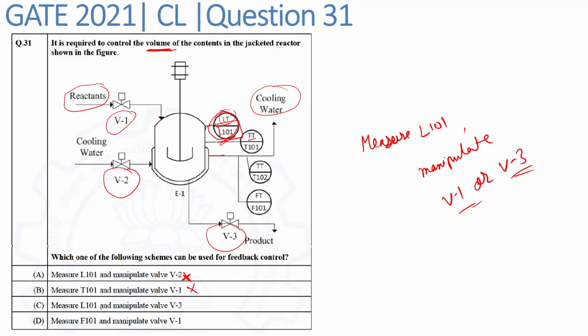Then the third option is measure L101 and manipulate valve V3. So that is what we discussed. We have to measure the content of the reactor using L101, and we can manipulate the product flow rate by using valve 3. So this option C is the correct option.